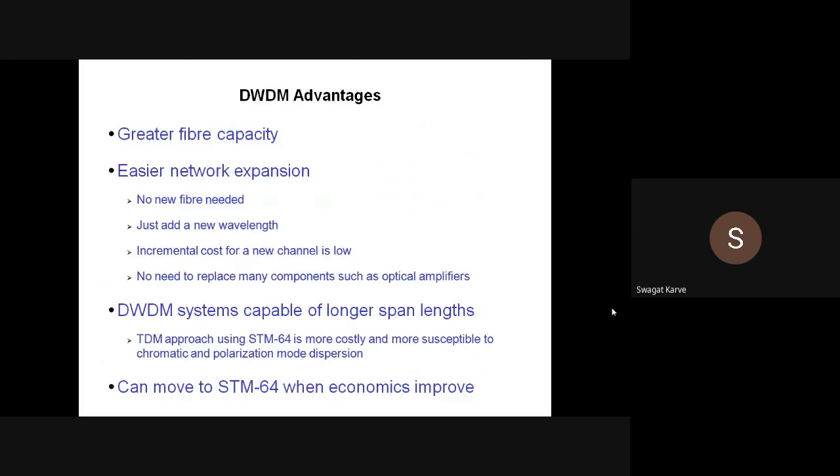Now the advantages of DWDM. What are the advantages of DWDM? Greater fiber capacity, easier network expansion, right? You can expand the network very easily. That means you need not replace a fiber, just add a new wavelength, and using the same fiber you can transmit that new signal or new channel, right? So easier network expansion. DWDM systems are capable of longer span length, right? As we have discussed, it is mostly used for long haul applications.